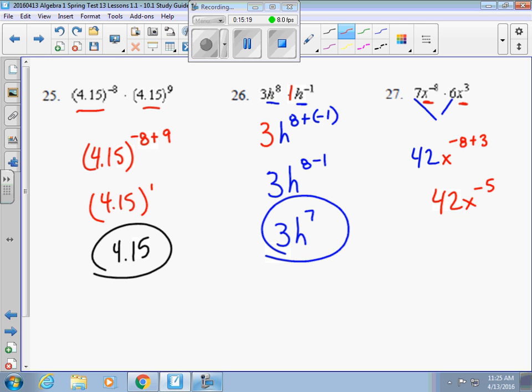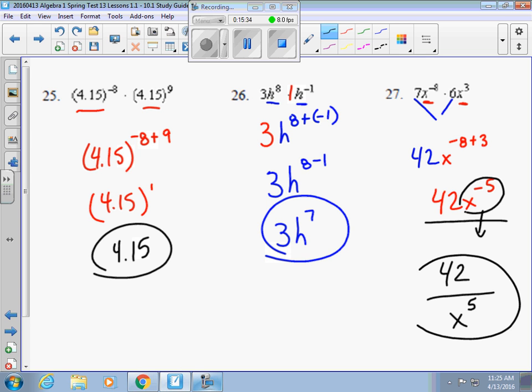Remember, you can't leave a negative exponent like this. So it's got to ride that elevator. Only x is being raised to the negative exponent. So only x is going to ride that elevator down. 42 is going to stay on top. X rides that elevator down and turns into the positive fifth. 42 over x to the fifth.